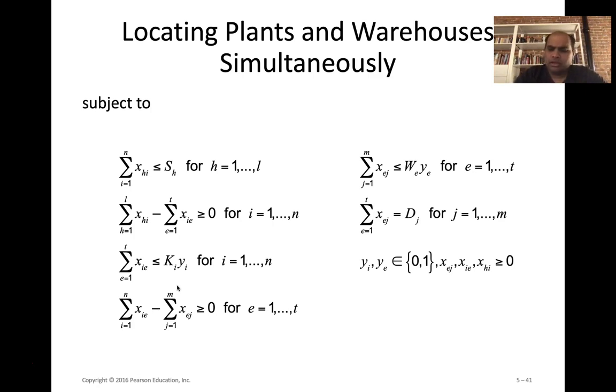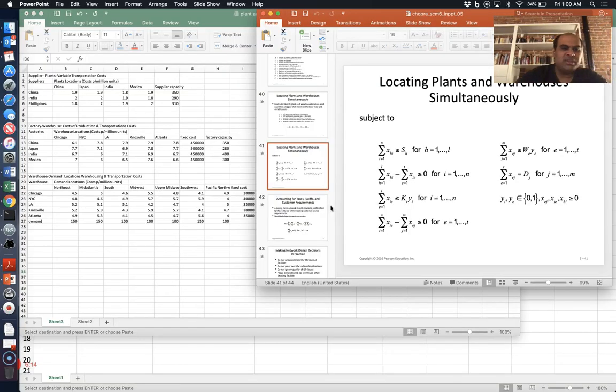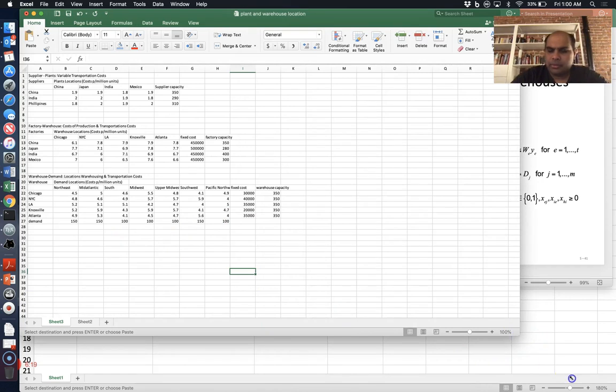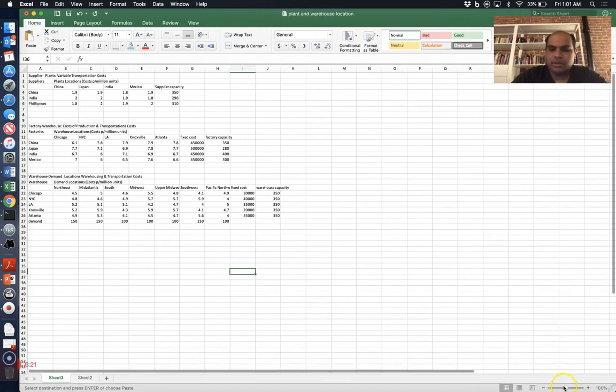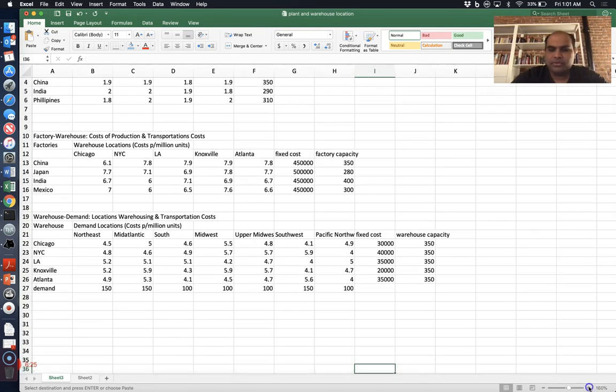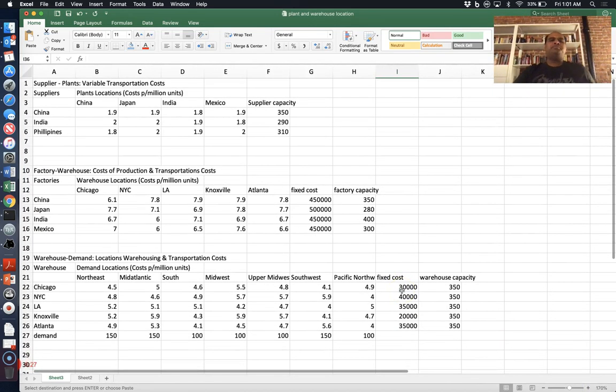So now that we know what our constraints are and we know what our decision variables are, let's actually look at an example. Here is some data that I have. Let me make this full screen and make the data slightly bigger. You can see, this is the data that we have.